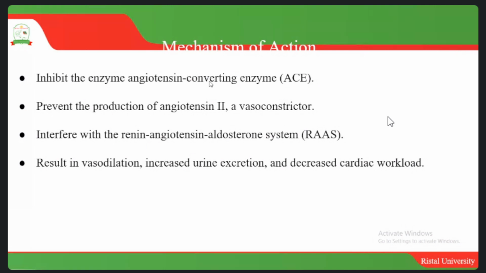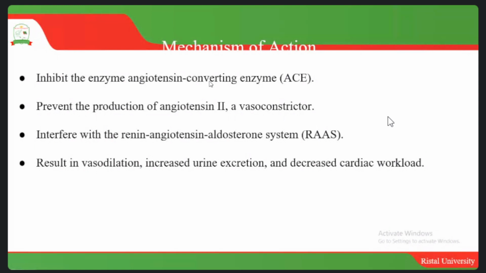Inhibit the enzyme angiotensin converting enzyme. That's what the ACE inhibitors do. And then also they prevent the production of angiotensin 2, which is a vasoconstrictor. So for the case of ACE inhibitors, they help to prevent the production of angiotensin 2, which would come to constrict the blood vessels in case they bind onto those receptors in the blood vessels.